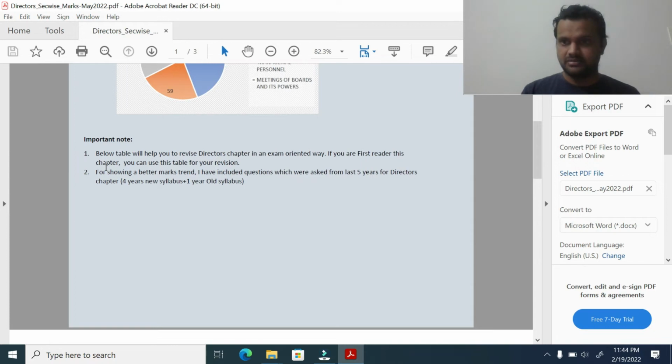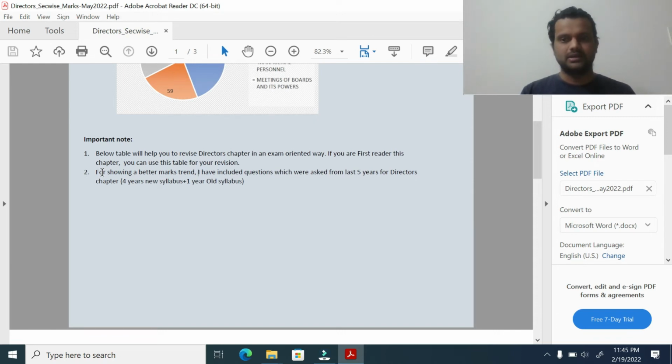Okay, that is the first point. And the second point is, there was an old syllabus exam and new syllabus exams also since 2017. So if I combine both, I may not be able to create a correct trend, because old syllabus directors questions will be asked and new syllabus directors questions will also be asked, and both will be mixed, so I may not be able to give you the correct trend.